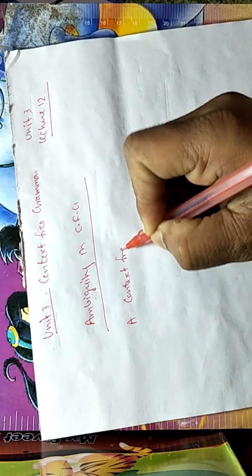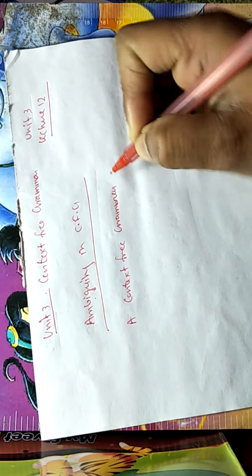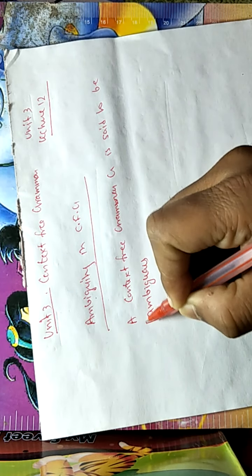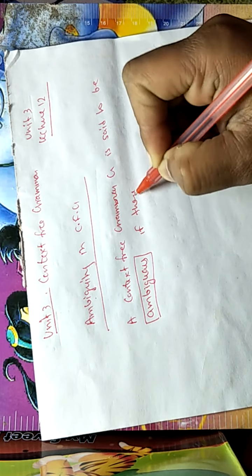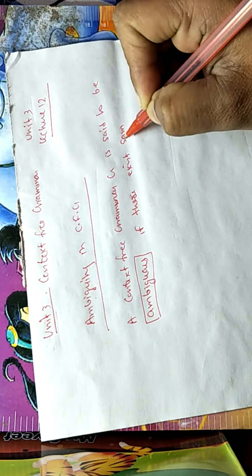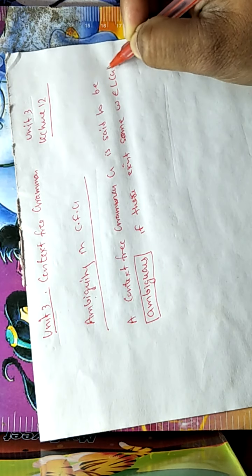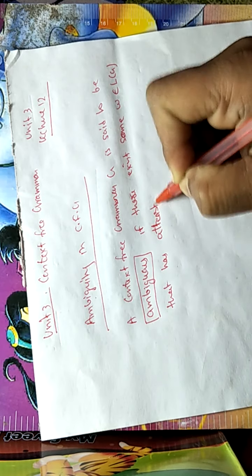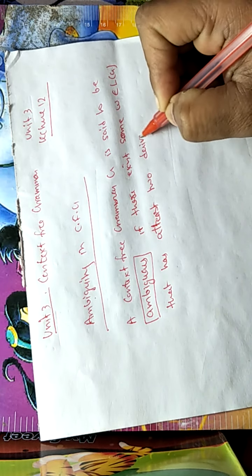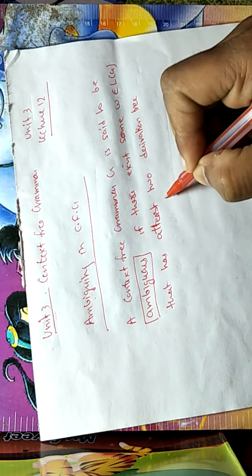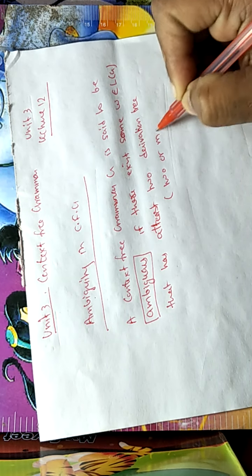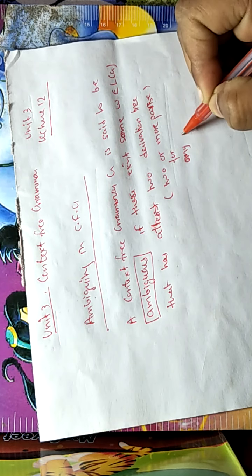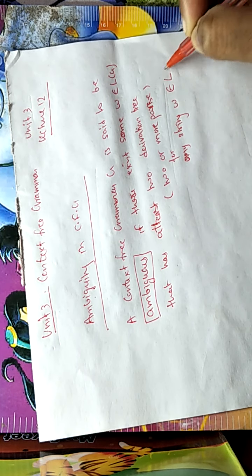A context free grammar G is said to be ambiguous if there exists some W belonging to L(G) that has at least two derivation trees, or we can say two or more parse trees, for any string W that belongs to the language of the grammar.